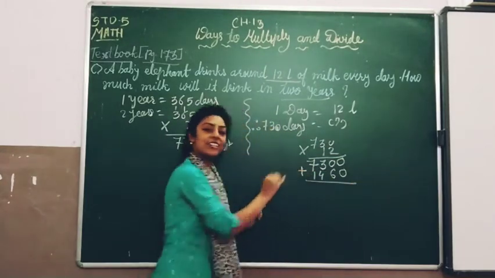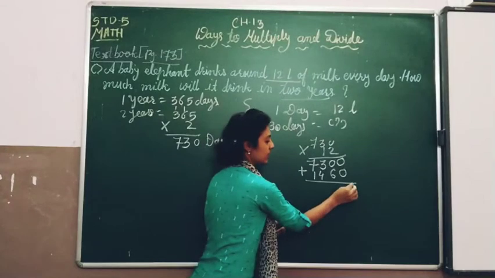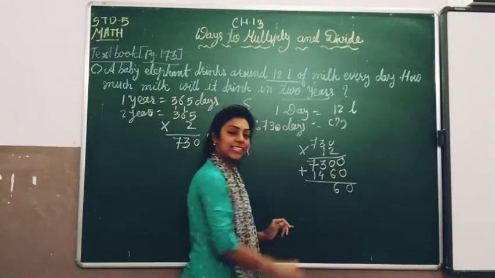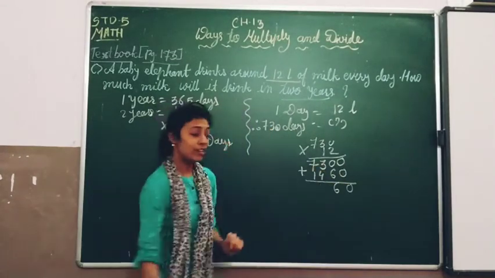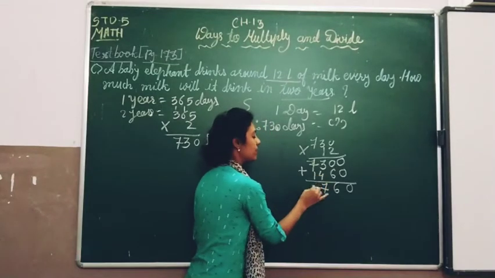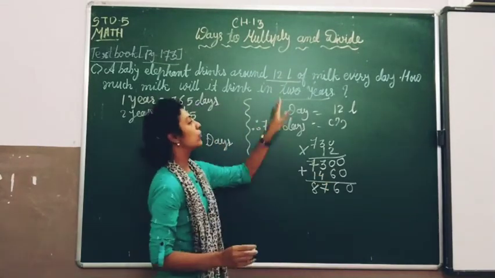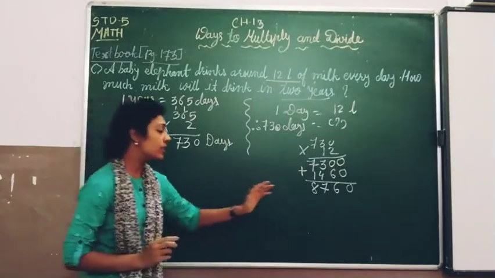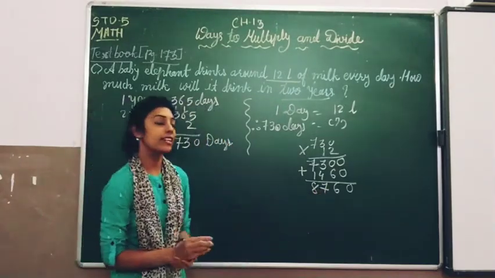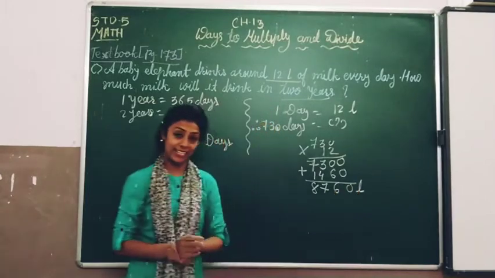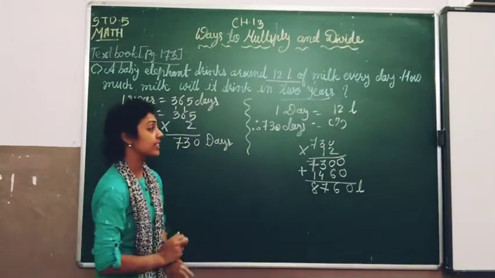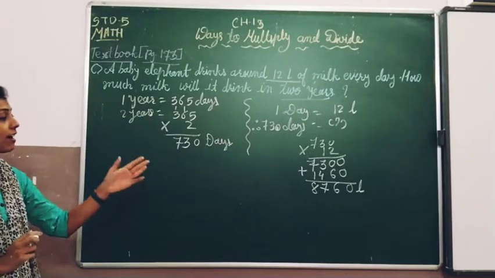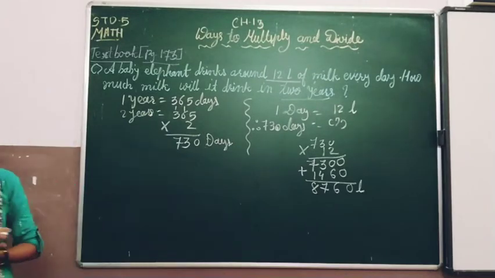Now, addition. 0 plus 0, 0. 0 plus 6, 6. 3 plus 4, 7. And 7 plus 1, 8. So, the baby elephant drinks how much? 8,760 liters of milk in 2 years. How much milk? 8,760 liters of milk in 2 years.